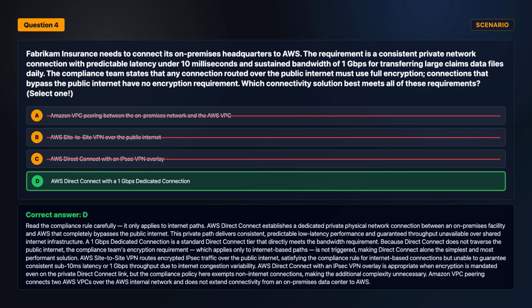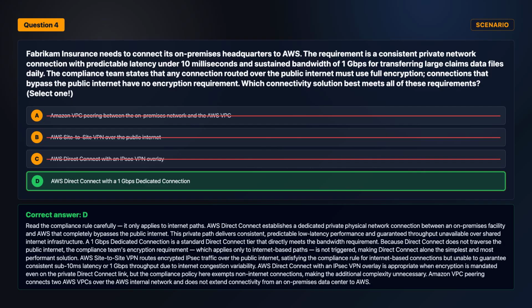AWS Site-to-Site VPN routes encrypted IPsec traffic over the public internet, satisfying the compliance rule for internet-based connections but unable to guarantee consistent sub-10 millisecond latency or 1 gigabit per second throughput due to internet congestion variability.